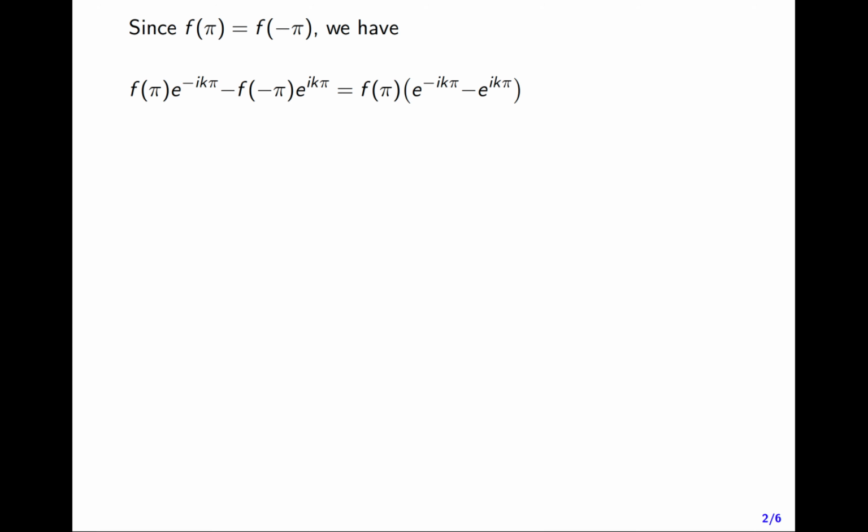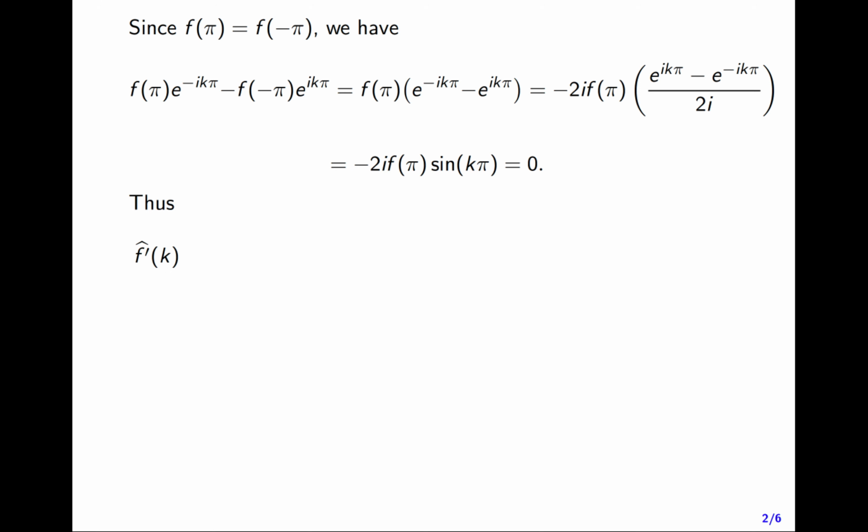Now that may or may not look better, but in fact it is. If we think about some of our complex trig functions, when do we have e to a minus power minus e to the power? If we multiply and divide by minus 2i, this turns into minus 2i f of pi times e to the ik pi minus e to the minus ik pi over 2i. And that, of course, is our complex sine at k pi. So this is minus 2i f of pi times sine of k pi, and that is equal to 0 regardless of what f of pi is.